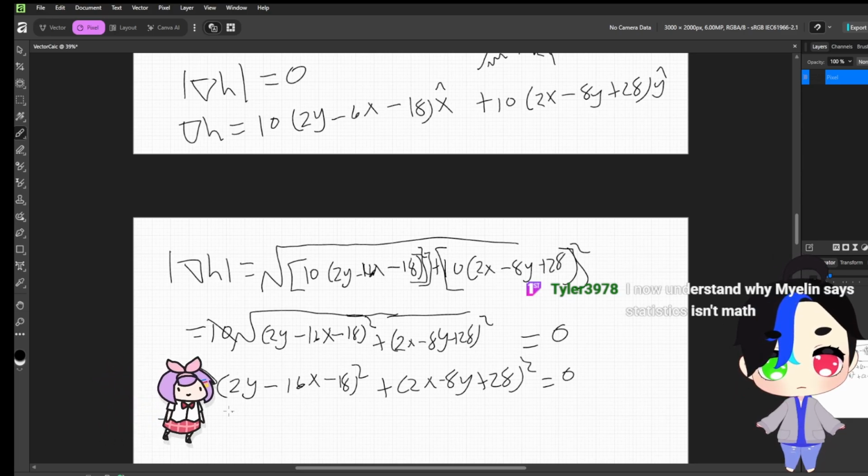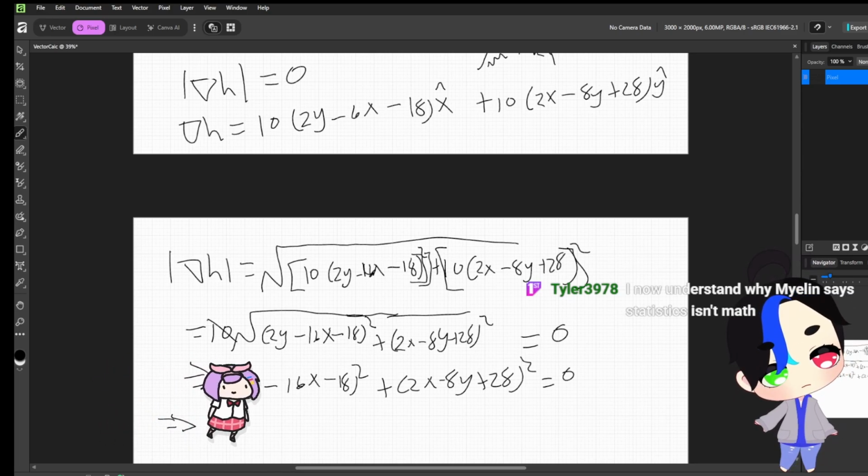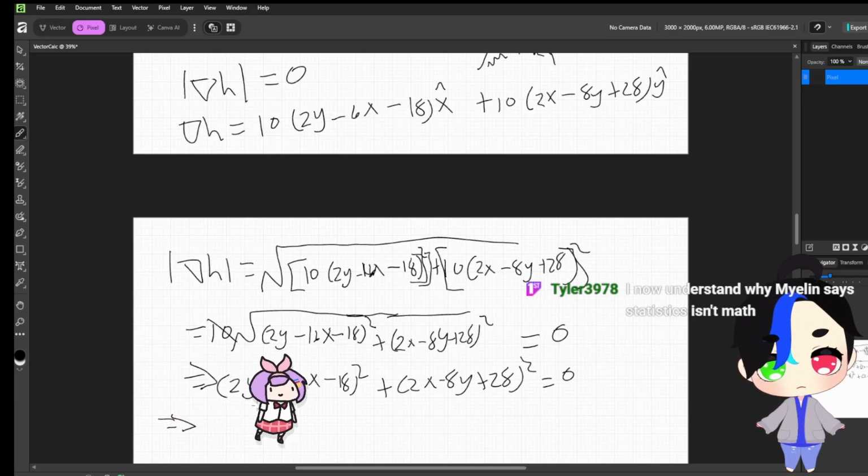Statistics is, well, you can make it math, but for the most part, non-mathematicians don't need to use the math part of stats.